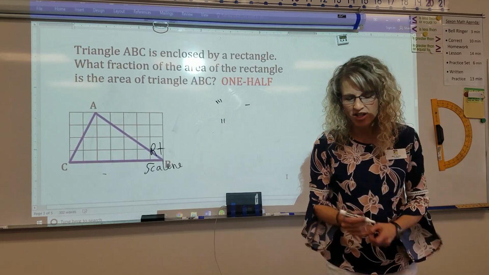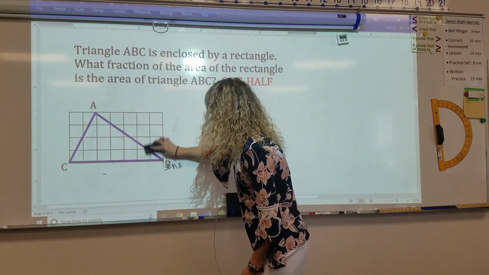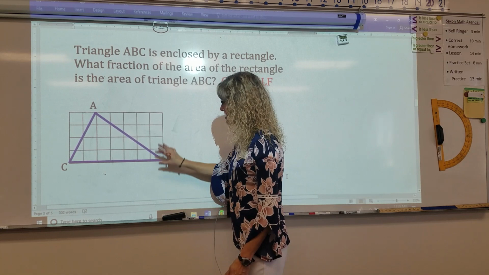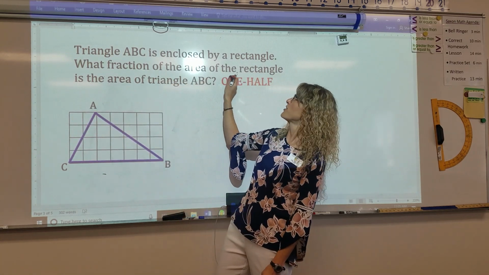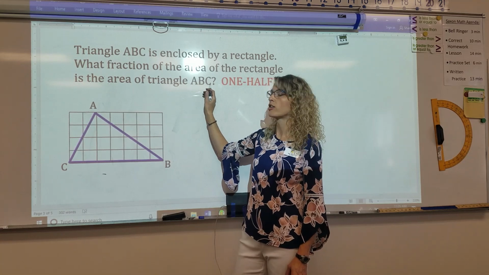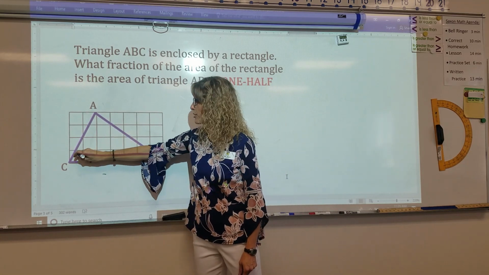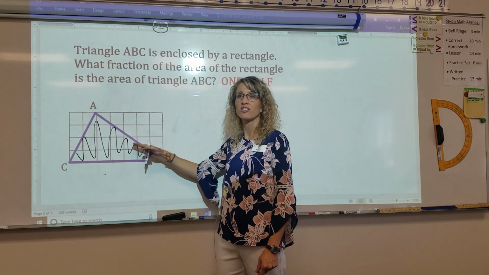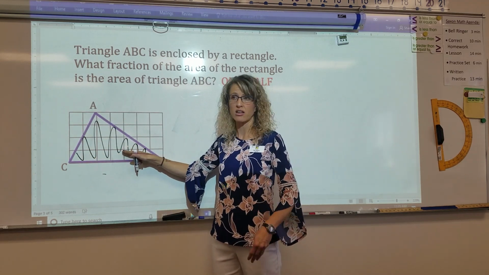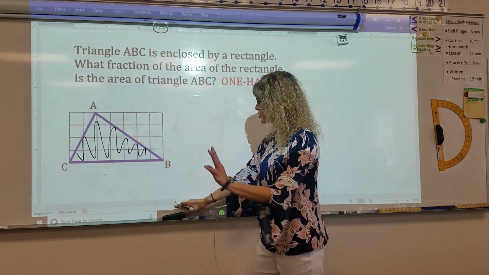Okay. We're going to talk about area now. So look at this triangle. It's enclosed in this rectangular grid. The question is, what fraction of the area of the rectangle is the area of the triangle ABC? Meaning, if I were to shade this in, what fraction of the whole rectangle does this triangle take up? Is it a third of it? Is it a half of it? So put your hands down.